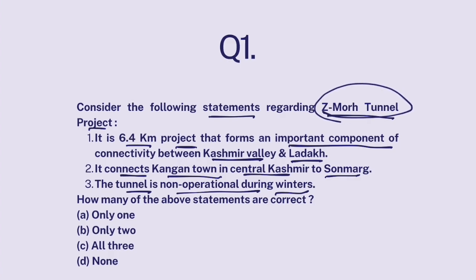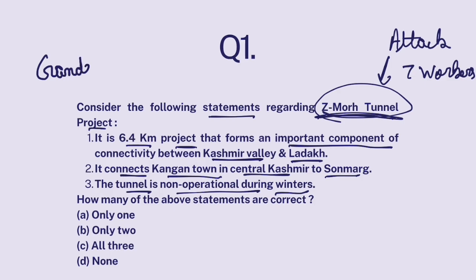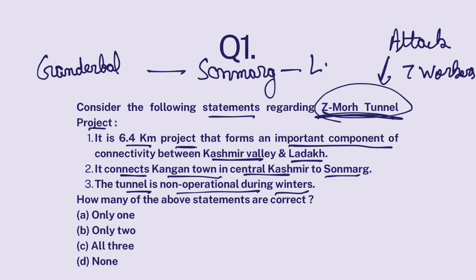Now, the Z-Mode Tunnel project was in the news because a terrorist attack was carried out by militants in this area, which killed 7 workers of an infrastructure company that was constructing this project. The tunnel is strategically important because it connects the Ganderbal district of central Kashmir Valley, close to Srinagar, to Sonmarg, a tourist destination. And then another tunnel would connect Sonmarg to Ladakh.